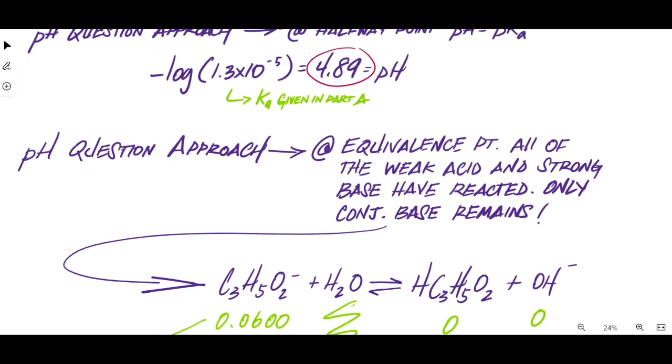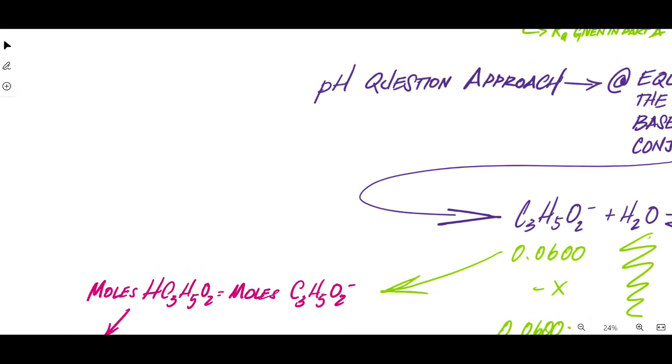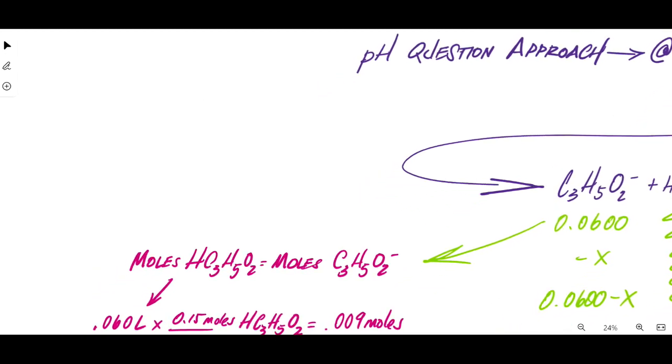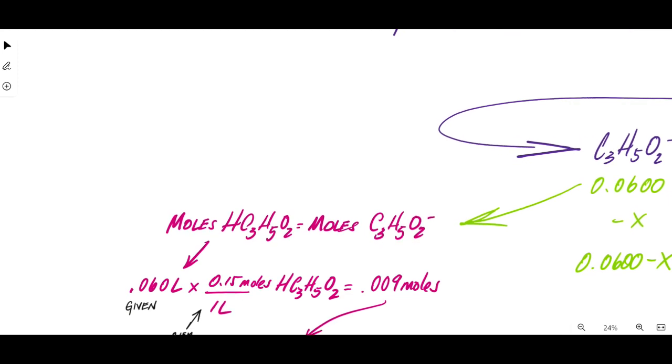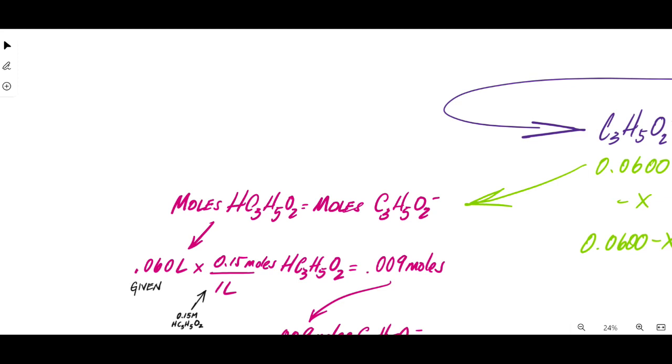And in order to do that, we need to do the following. At the equivalence point, all of the moles of our weak acid, HC3H5O2, propanoic acid, have been converted into moles of the conjugate base. Now, we can figure out how many moles of the weak acid we had, and therefore we can then figure out how many moles of its conjugate base we have.